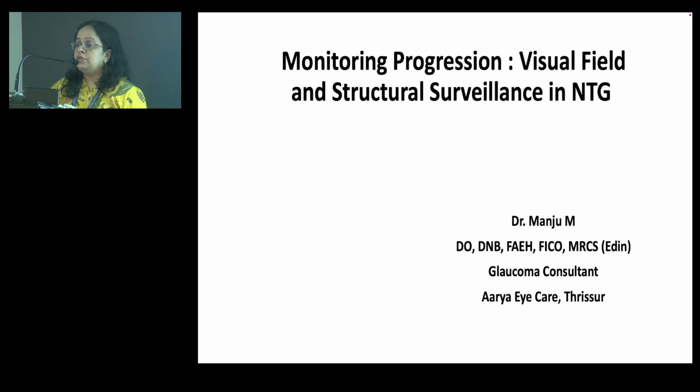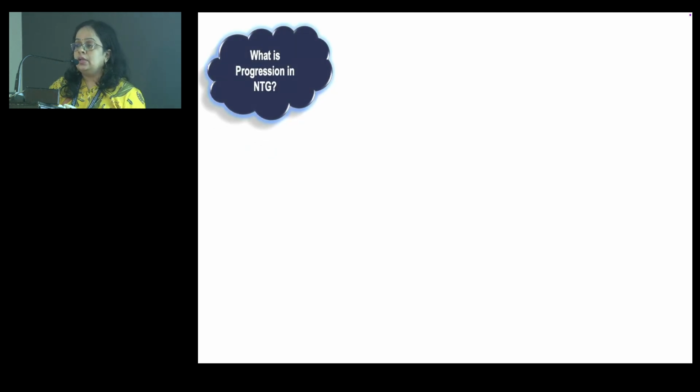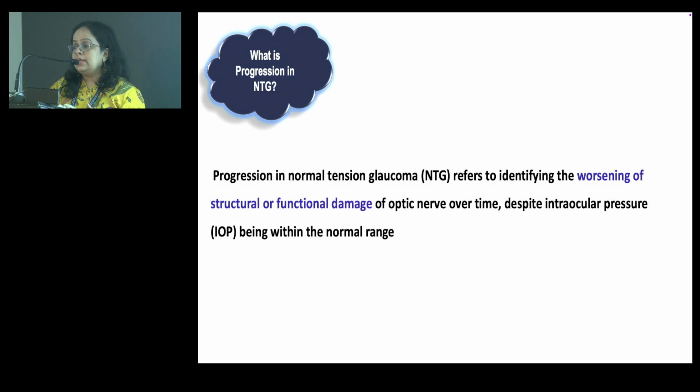Monitoring progression, visual field, and structural surveillance in normal tension glaucoma. So, what is progression in NTG? Progression in NTG refers to identifying the worsening of structural or functional damage to the optic nerve over time, despite normal intraocular pressure.